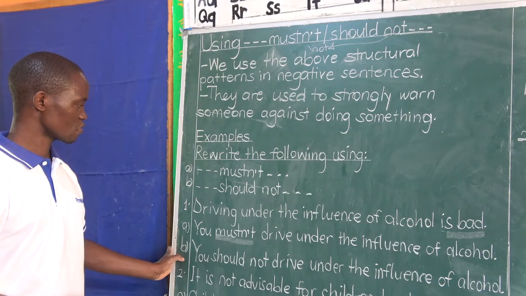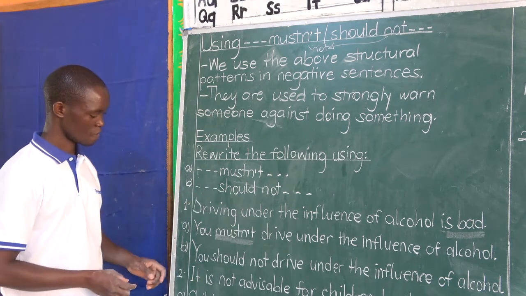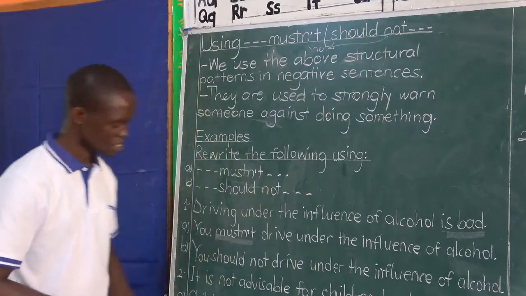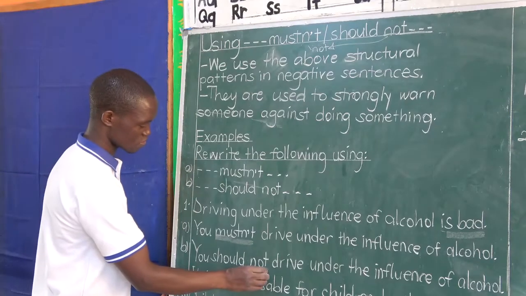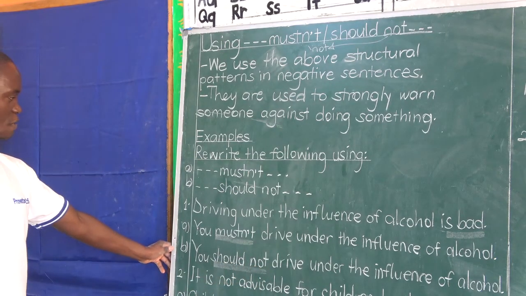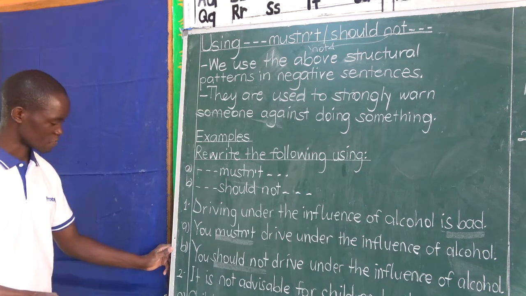Our answer B, which requires us to use should not, is: you should not drive under the influence of alcohol. That is about question 1. Those are the two answers we expected you to give us.